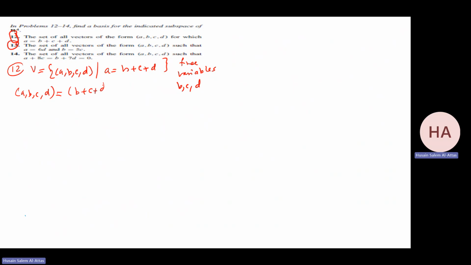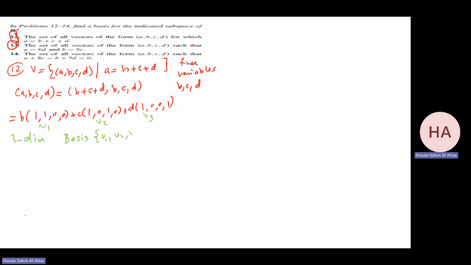So this one I can rewrite it. I think we did it before, no problem. Do it again. B, C, D. I take B, have 1, 1, 0, 0. Take C, common factor, 1, 0, 1, 0. Take D, common factor, 1, 0, 0, 1. It means this is V1, V2, V3. So I have three-dimensional and a basis V1, V2, V3. Correct? 12 is three-dimensional.